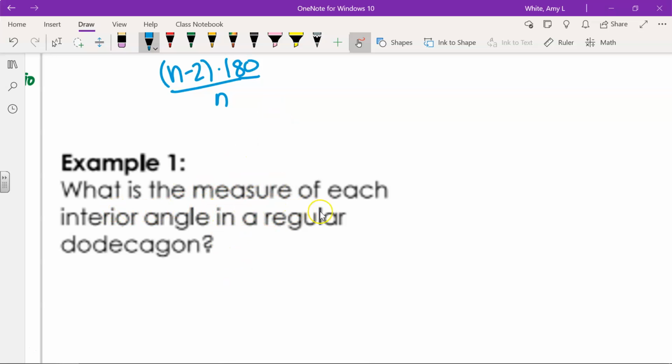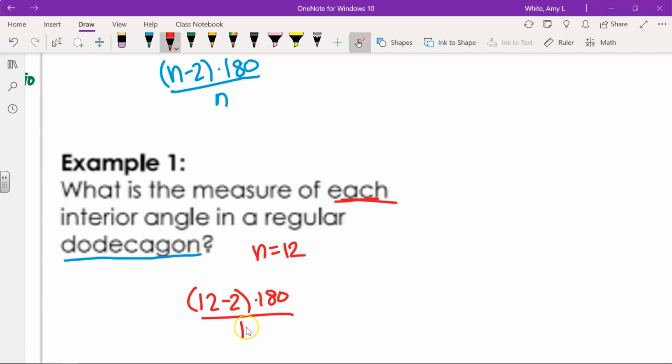So we can use this to solve a problem. What is the measure of each interior angle in a regular dodecagon? Notice here they wrote it out in a word, so I have to know that a dodecagon has 12 sides. Once I know that n is 12, I can substitute this into my formula. And we do 12 minus 2 times 180. And because I want each angle, I'm going to take that value and divide it by 12.